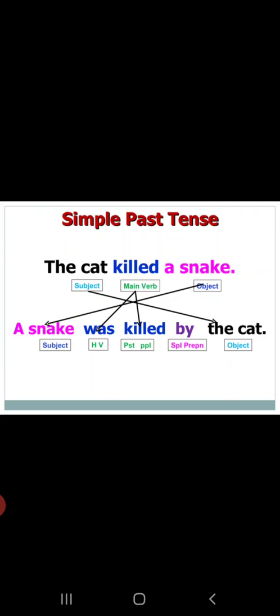Now change it into passive voice. We will change the position of subject and object. Now you can see our snake will become our subject and we put the cat in the place of object, and before the object we have written the preposition by. Okay, and we have to use the third form of the main verb, that is killed. So we have written over here. Now we have to use was or were. What will come? As you can see in this picture, a snake is singular. That's why we have used here was. So what is the sentence? A snake was killed by the cat.